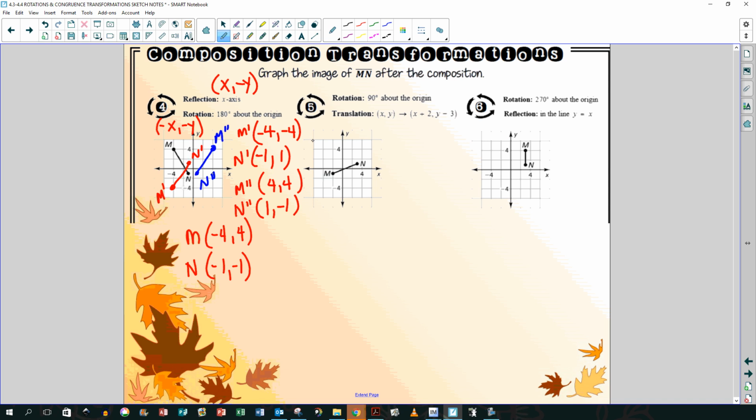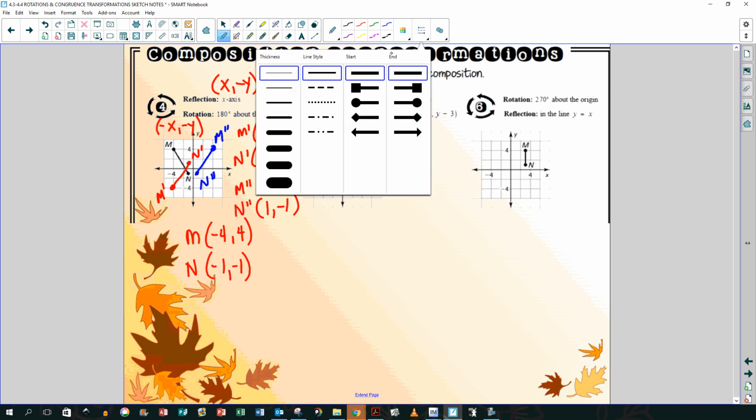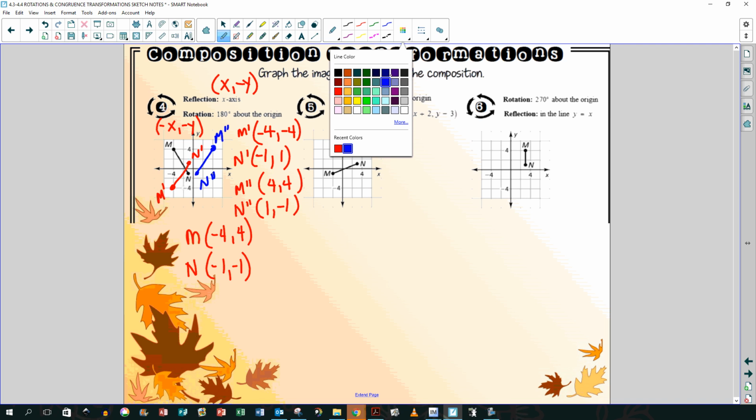So you have to do two things. You have to do two rules. So we're going to rotate. So we're going to rotate 90 degrees. So to rotate 90 degrees is -y, x. And then we're going to translate. So I'm going to rotate it, and then I'm going to slide it over.